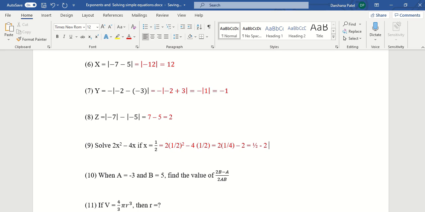Subtract 2. Now we can write 2 as 4 over 2, and 1 over 2 minus 4 over 2 will give us negative 3 over 2. So our final answer for that one will be negative 3 over 2.